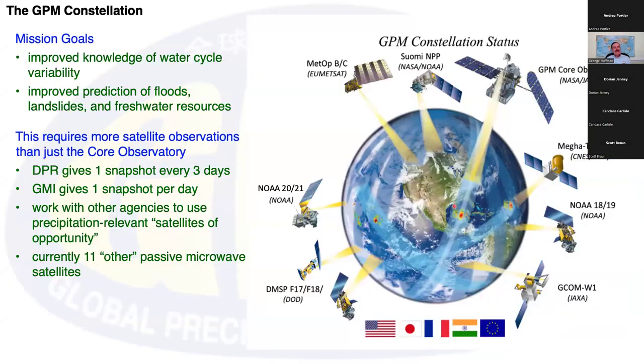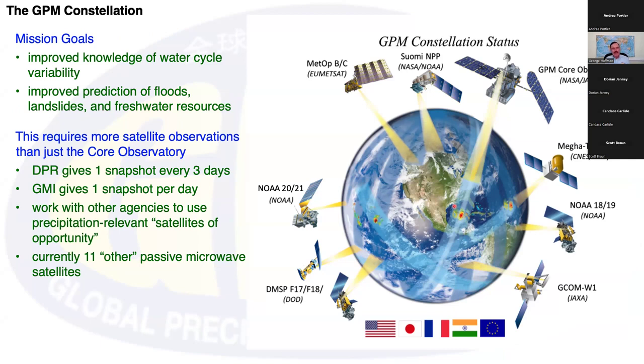Okay, the second part of GPM is the constellation. The idea of GPM is that we want to improve knowledge of the water cycle variability, and we want improved prediction of floods and landslides and freshwater resources. To do that, we need more satellite observations than the core observatory. As you'll see in a second, you just don't get much data from a single satellite.